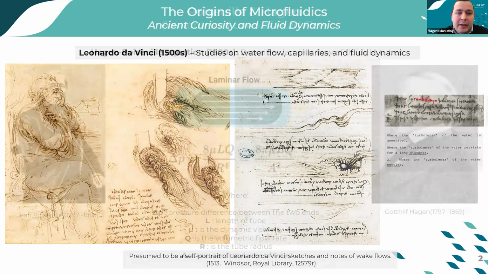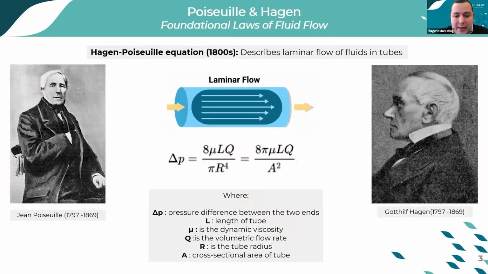So now if we fast forward to the 1800s, we find two key figures, Jean Poiseuille and Gottlieb Hagen, who independently studied fluid movement in narrow tubes. Their work led to what we now call the Hagen-Poiseuille equation, where you can see it, describing the relationship between pressure, flow, resistance, and small channels. It's this principle that we still use to design the microchannels in modern microfluidic systems.